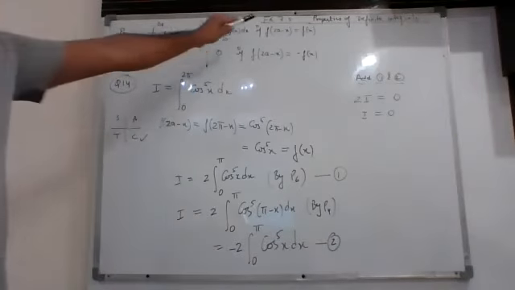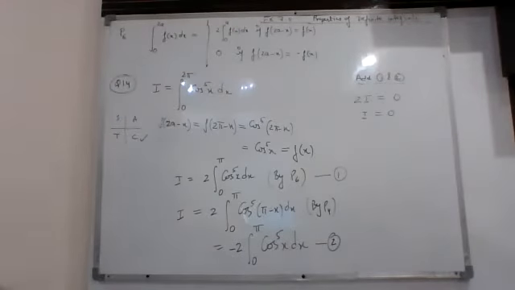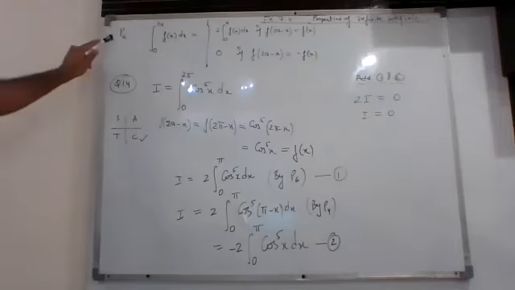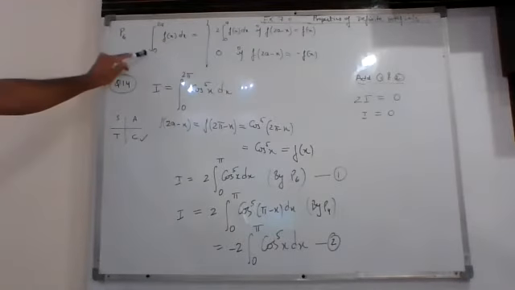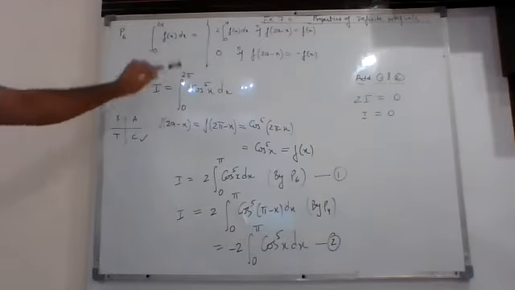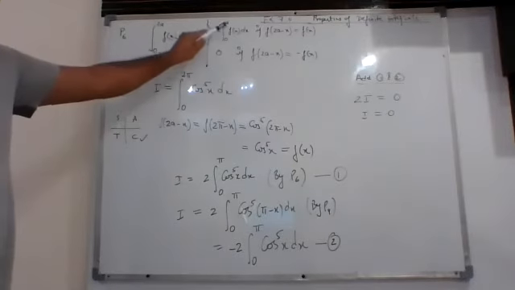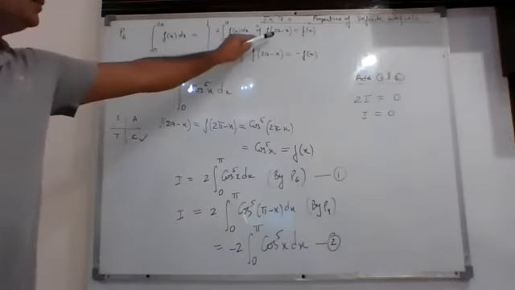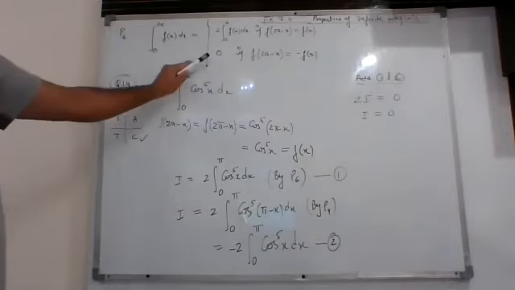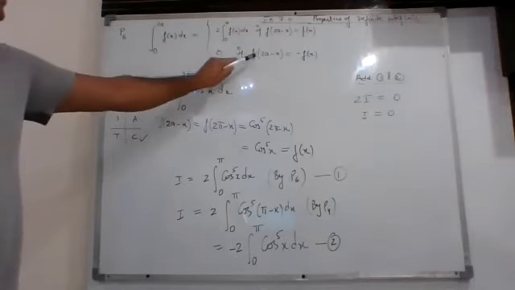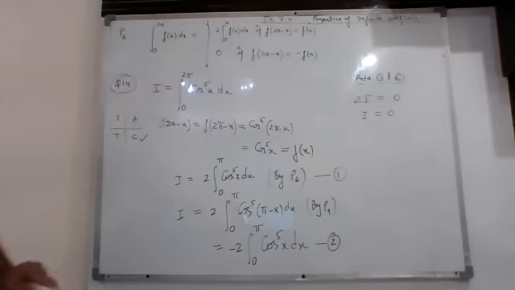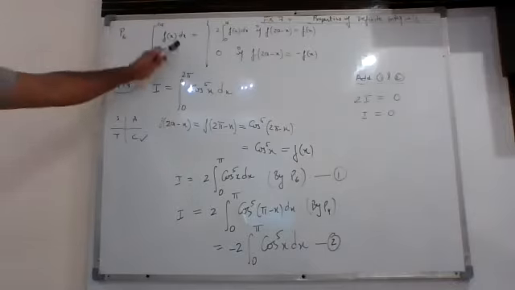Okay, so 7.11 properties of definite integrals. We had done all the properties. This is the last one, P6 property. This says that the integral from 0 to 2a of f(x) dx equals 2 times the integral from 0 to a of f(x) dx if f(2a minus x) is equal to f(x), and that is equal to 0 if f(2a minus x) is equal to minus f(x). So this is our P6 problem.